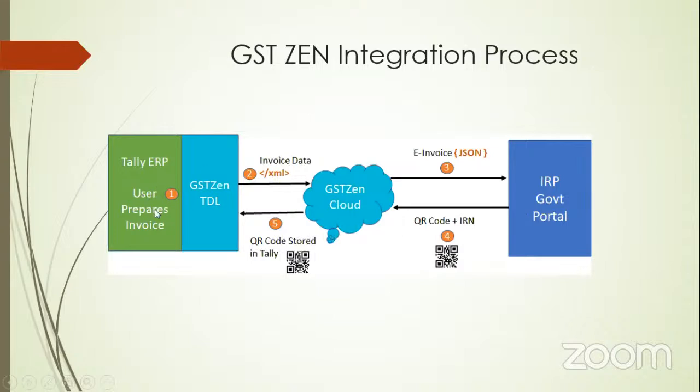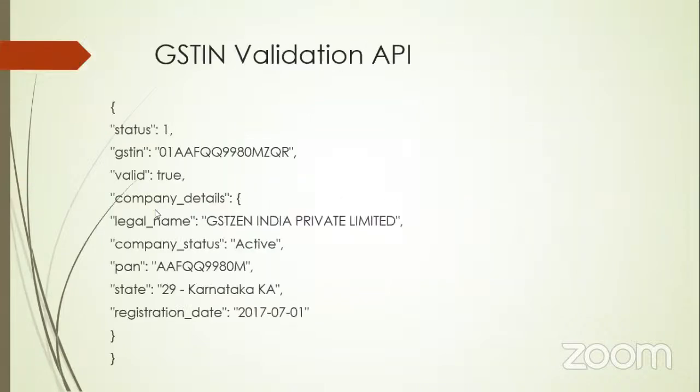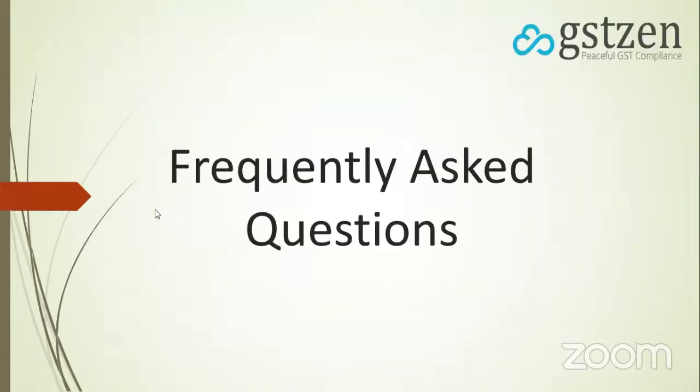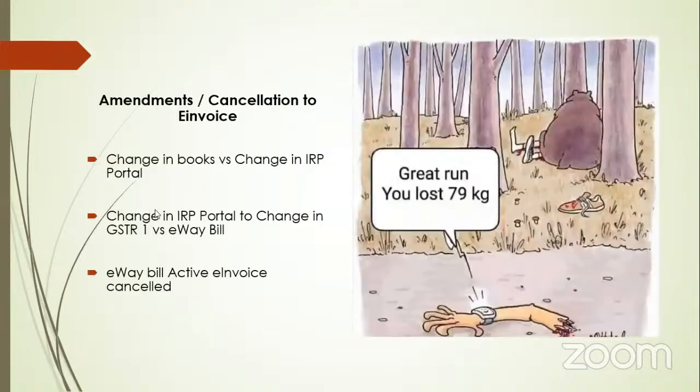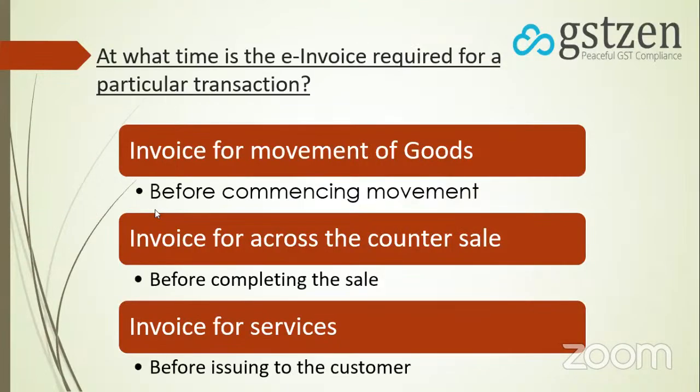So if you install our TDL in your Tally, you'll be able to directly generate the e-invoice and get the IRN and QR code back in your Tally. So you won't have to go to the e-invoice portal. You can get all the information in your Tally and directly download it from there. Okay, let's move on to some of the frequently asked questions.